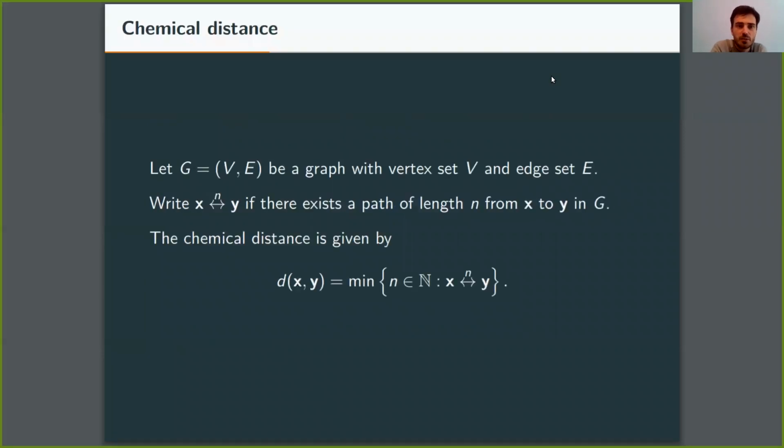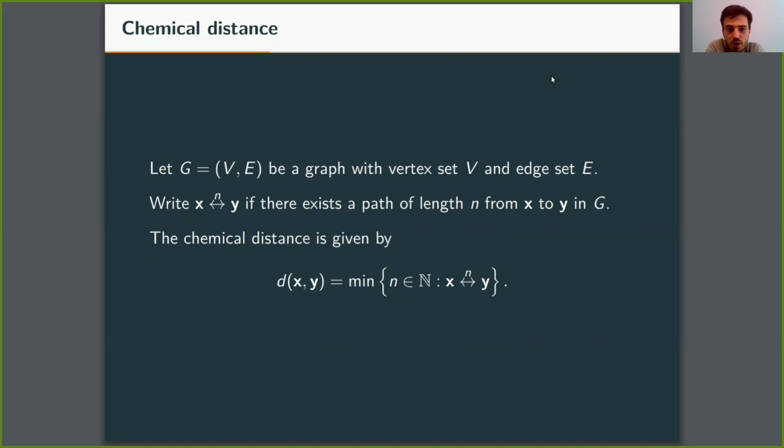So just as a reminder, what is a chemical distance? Well, given a graph G with vertex set V and edge set E, the chemical distance of two vertices x and y in G is then given by the length of the shortest path which connects x to y in G.